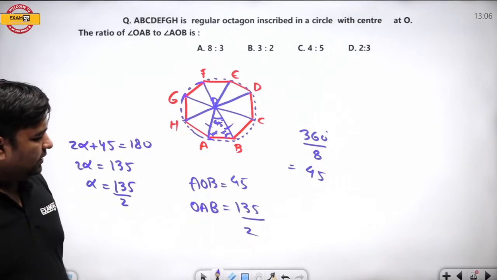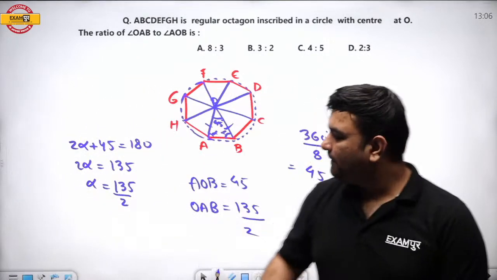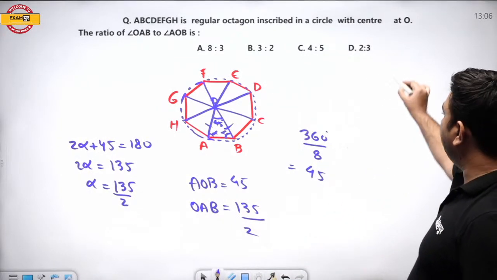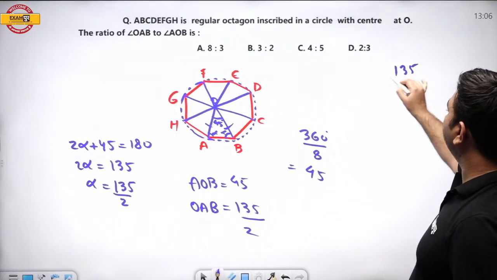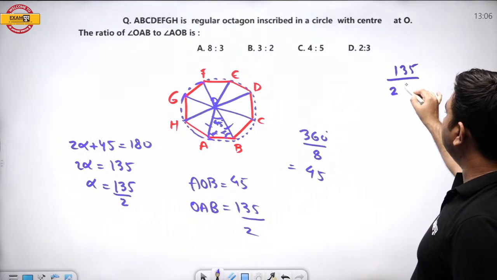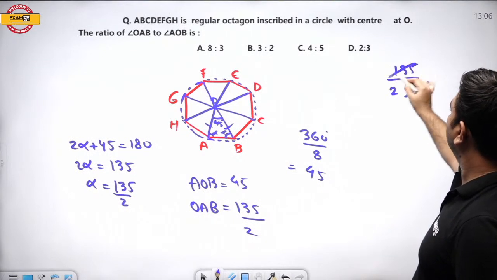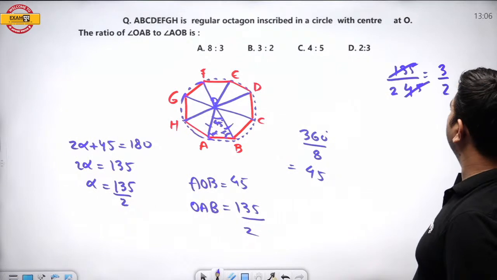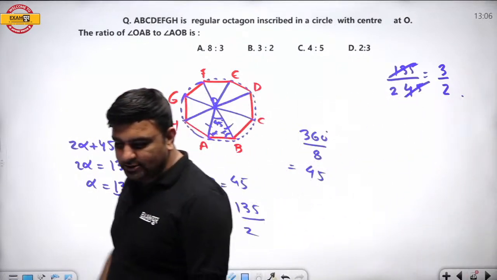Okay. So both the angles are known now. OAB is 135 divided by 2, and AOB is 45. 3 by 2 is the answer.